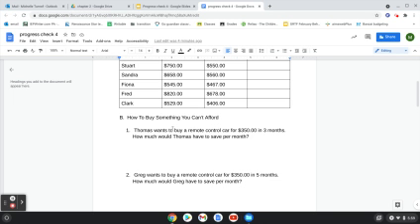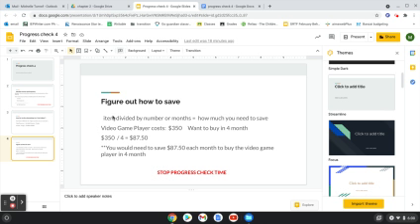I want you to answer these questions. Thomas wants to buy a remote control car for $350 in 3 months. How much would Thomas have to save per month? Remember, you would divide the cost of the item by the number of months, and that equals how much you would need to save. All right, that's your assignment for now. Get going.